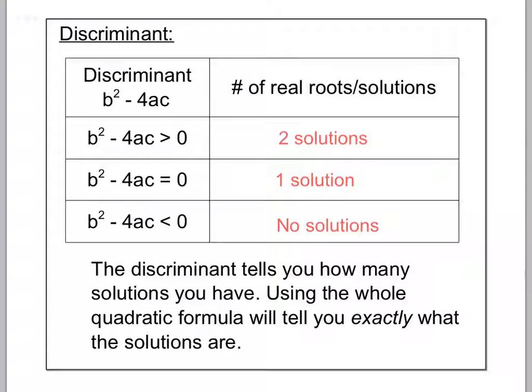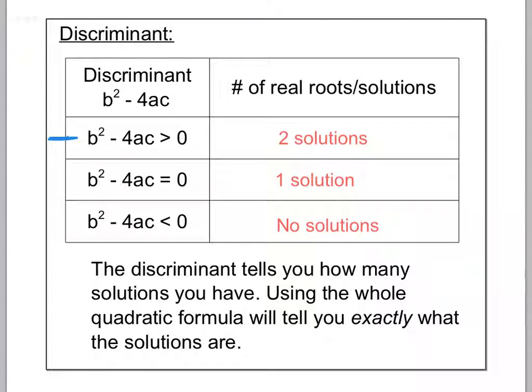This is nice because if you look at the discriminant first and you see that there's not going to be any solutions, well, you're saving yourself some work then. So if the discriminant, b squared minus 4ac, is greater than 0, so for example it's 3 or 5 or 100, you will always have two solutions.